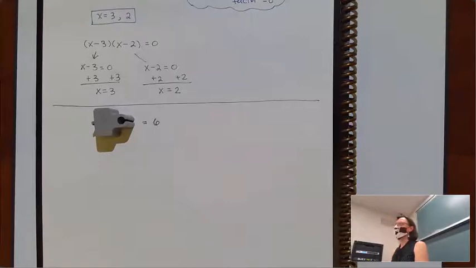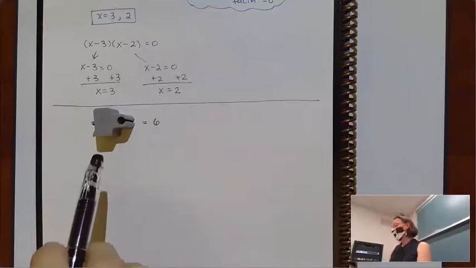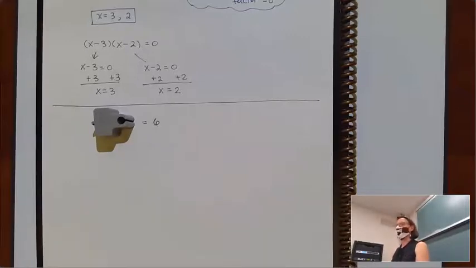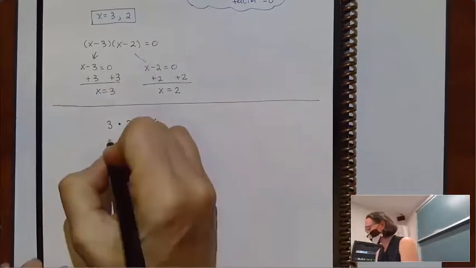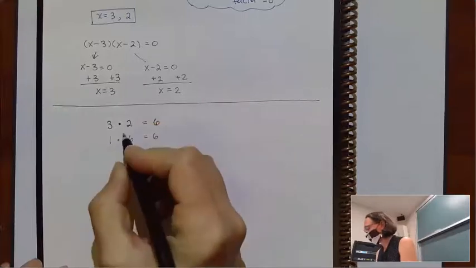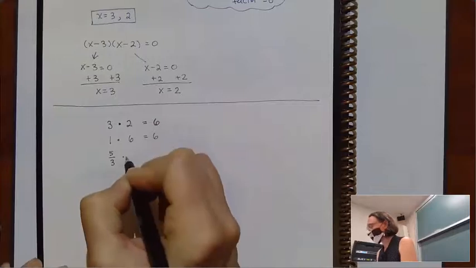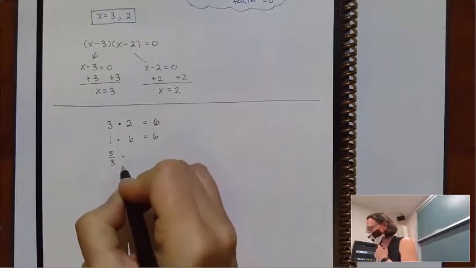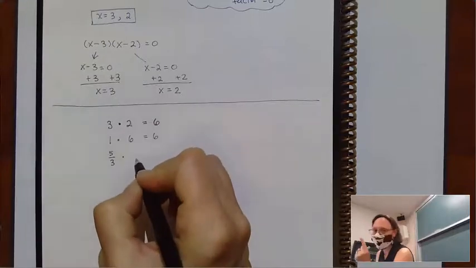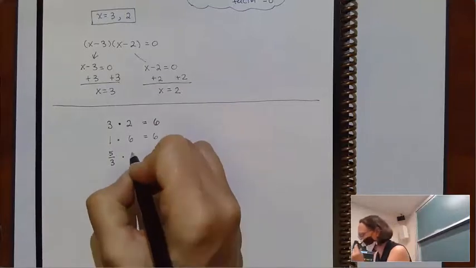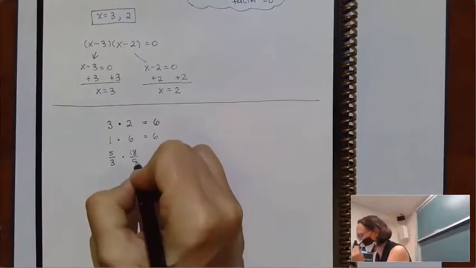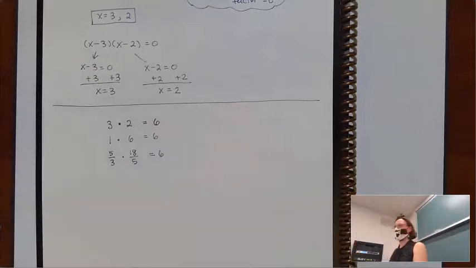Would you bet your financial aid package that you're right? Heck no. Because I could have a whole lot of things written under there. I could have 2 times 3. I could have had 1 times 6. I could have had 5/3 times, now I got to do math, 18/5. And that would have also equaled 6.